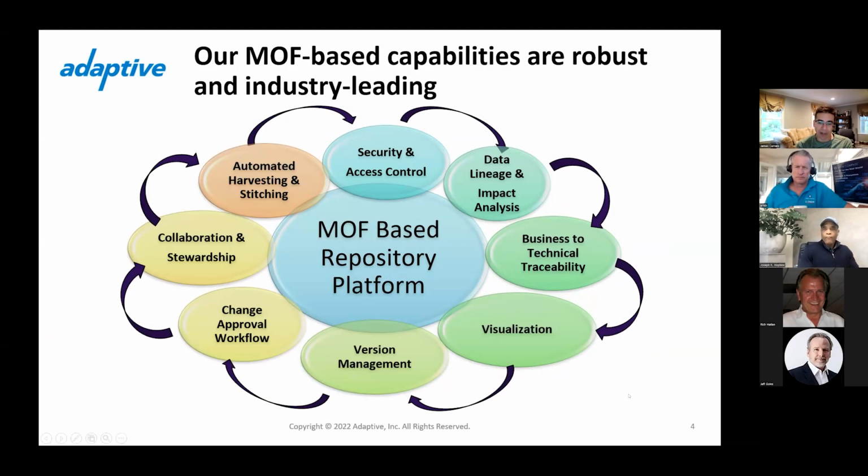So Adaptive has built this repository platform that is based on MOF. And these are some of the enabling capabilities that are provided to our customers and partners, supported through the underlying MOF capabilities. So some of the real foundation functionality around security and role-based access control, the lineage and impact analysis. Actually, we'll dive into that and the traceability in the next slide.